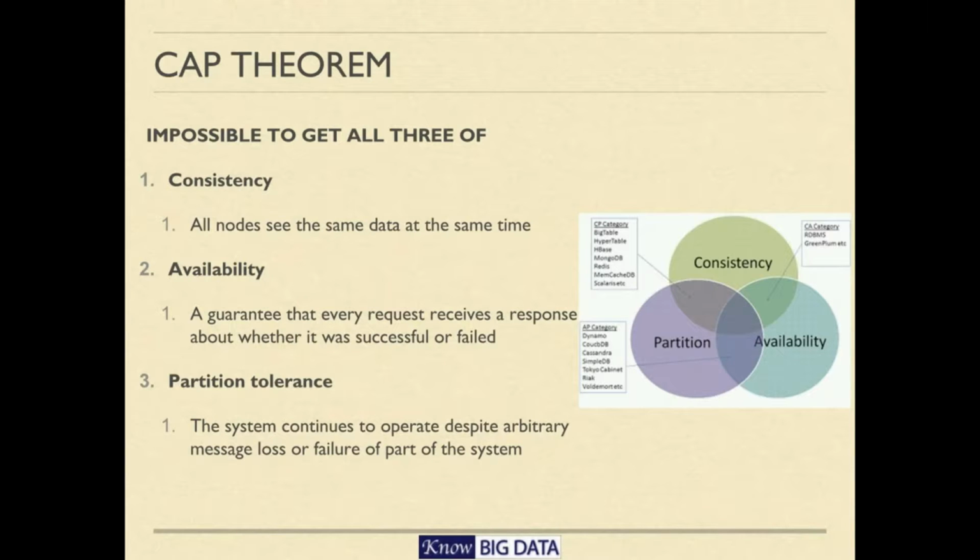What does it mean? Consistency means all users or all nodes see the same data at the same time. For example, somebody who has just written data and is reading it a microsecond after writing should see what they have written.